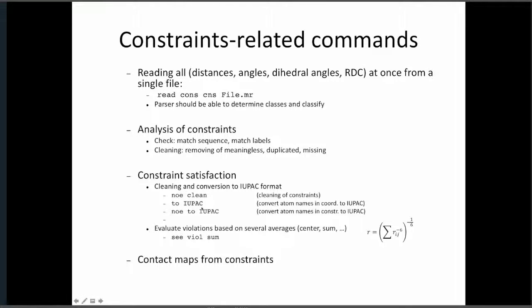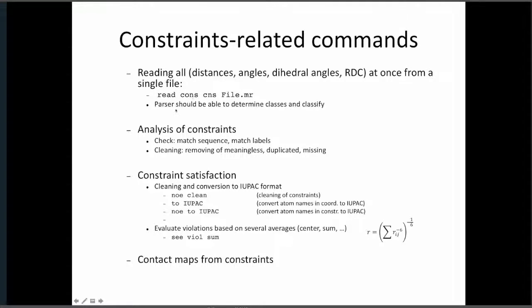What about the constraints? For the constraints, the most important features are the analysis of the constraint satisfaction, and also making the contact maps that I will go through. So one of the features is that lately it is able to read all the distances, angles, dihedrals, RDCs, whatever is in a single file. This also came from friends asking, because a PDB file usually provides a file.mr that holds all the restraints. So it was good to have this.